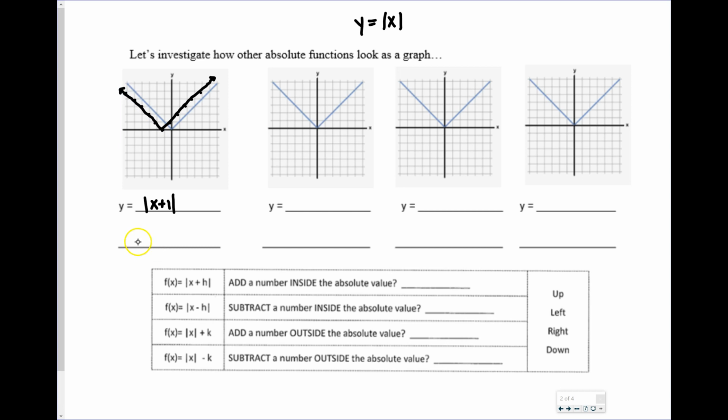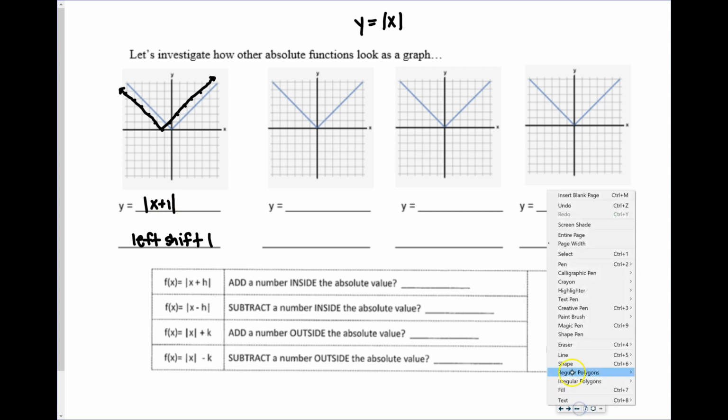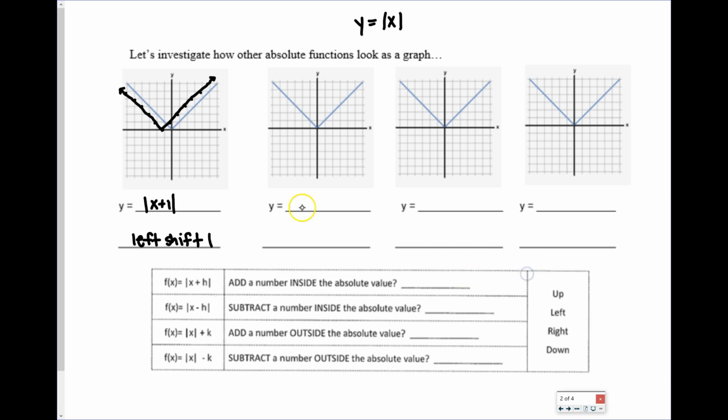Okay, so that is going to be a left shift by 1. Okay, so that's what happens if you add 1 inside. Okay, what happens if I subtract a number on the inside? So let's say that I do the absolute value of x minus 2. Now, instead of adding a number, I'm now subtracting a number. Well, that actually is going to move your middle point to the right, however many that is.